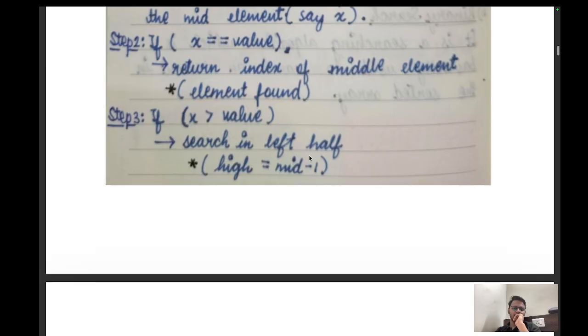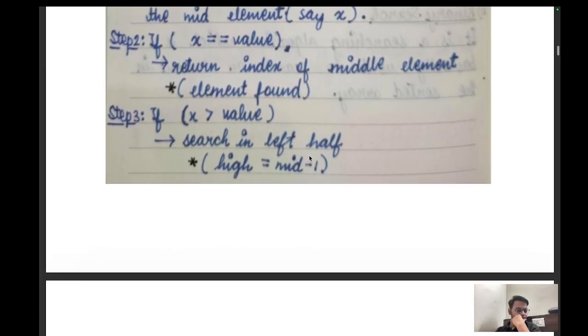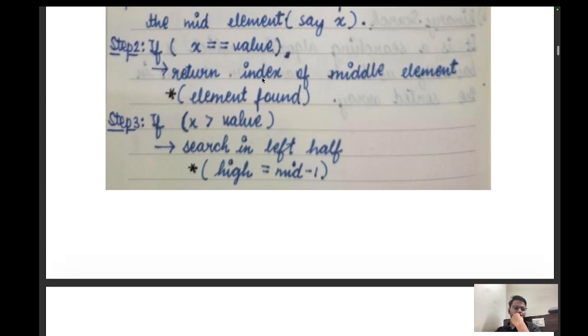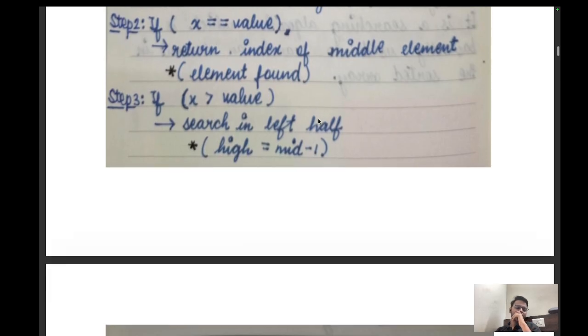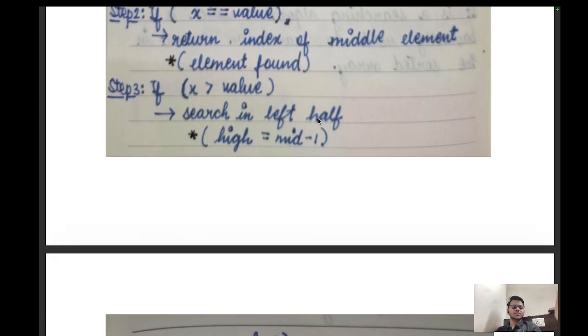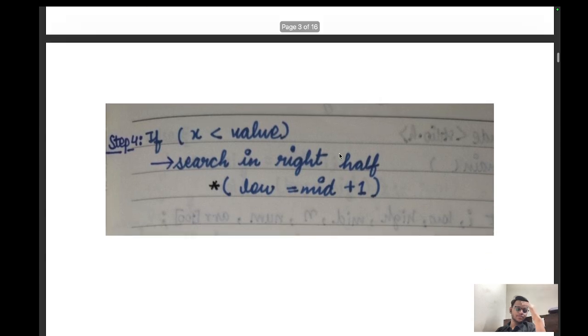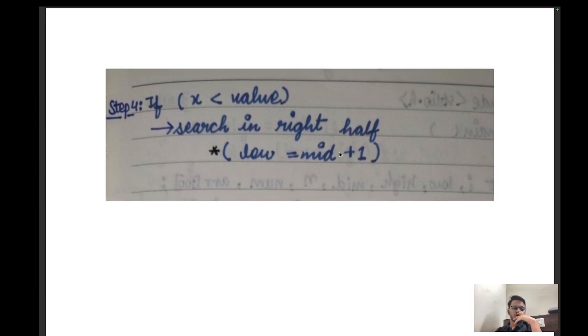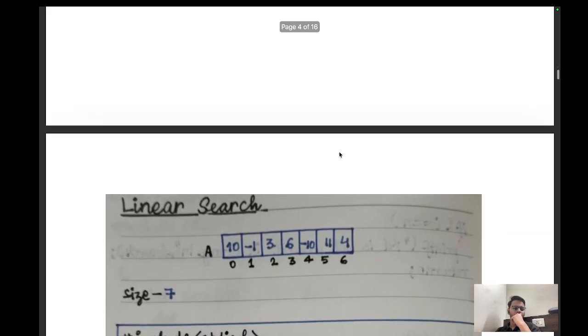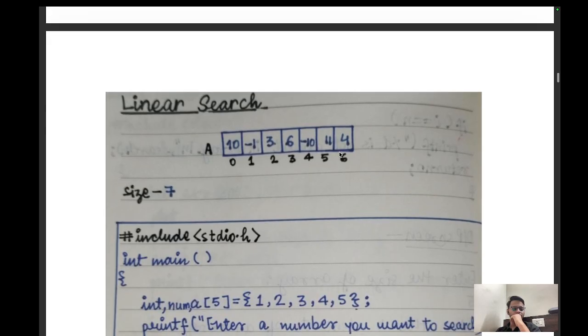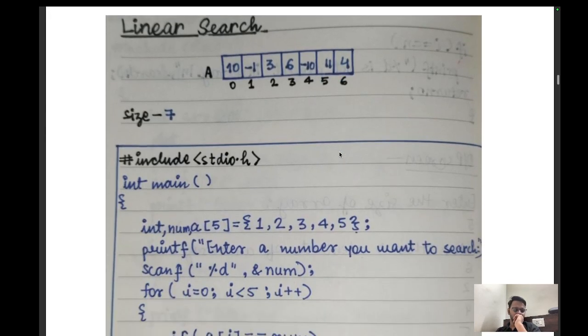Things are easier to memorize and think here. Yeah, so if x is equal to the middle value, then it will return the index of the middle element, and if not, then what I have said is the same thing which is written over here. I'm not going to repeat these things again, so I'm just skipping it, and moving forward to the code.